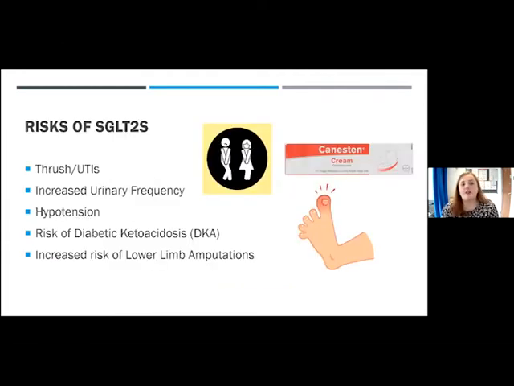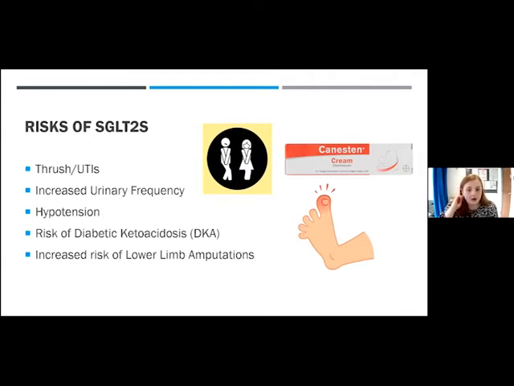So we're now looking at the risks associated with SGLT2 inhibitors. Your first one, thrush and UTIs. Now this is a pretty big one that we see in clinic. We see it quite a lot, and it's something that can put patients off and clinicians off, but patients mainly. It tends to be more common in women. However, it does happen in men as well.